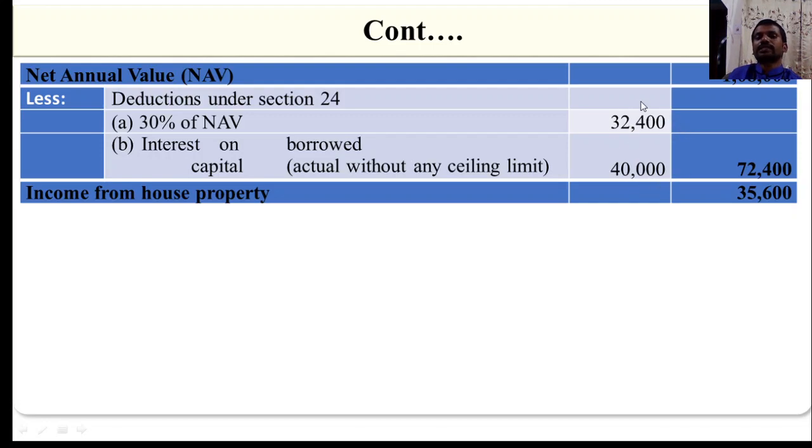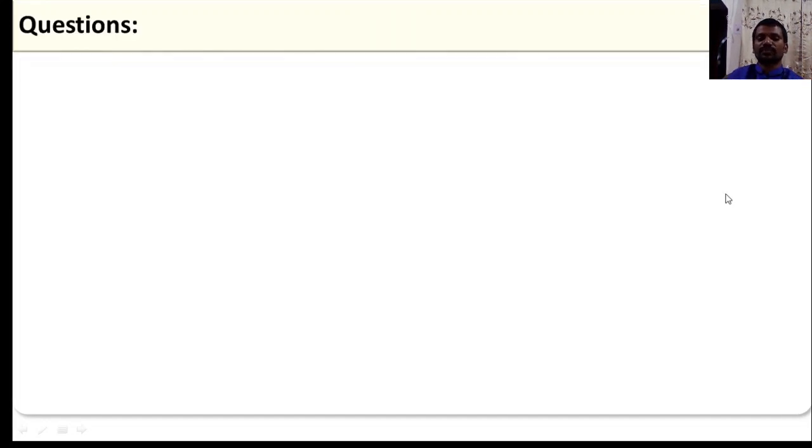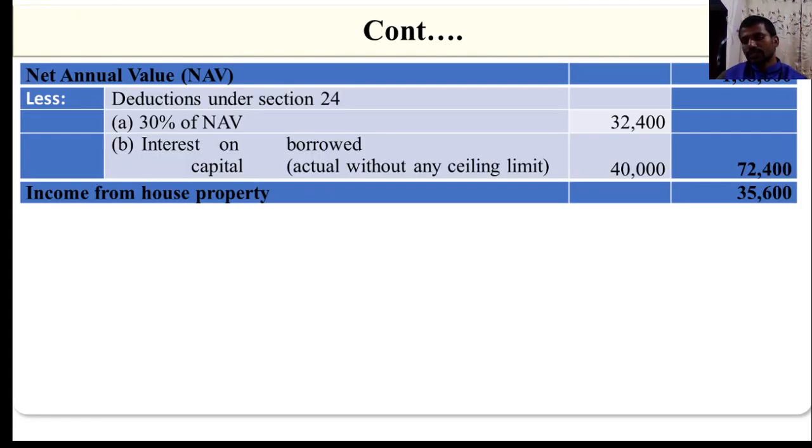The total deduction is 72,400. This 72,400 is allowable deduction out of the net annual value. Net annual value is 1,08,000. So 1,08,000 less 72,400 means 35,600. This 35,600 is the income from house property. Okay. Thank you.